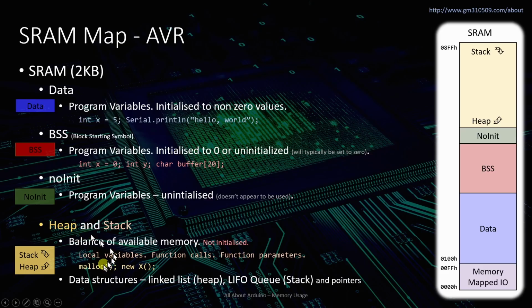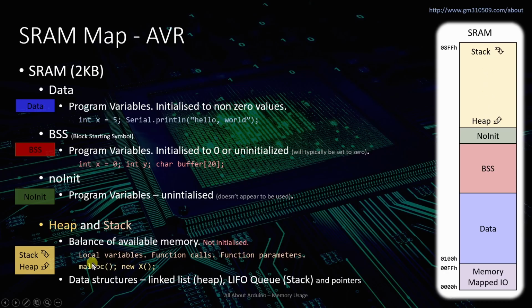Then the last one is the heap and the stack. And this can be the source of lots of "why does my program mysteriously fail after 5 minutes of running" type questions. And we'll look at this in much more detail as we go. And that's this yellow section here. And basically this is what's left over from all of your variable declarations. So after all your variables and anonymous variables and your buffers and whatnot have been allocated space, and the no init really doesn't seem to get used, whatever's left over is available for the heap and the stack.